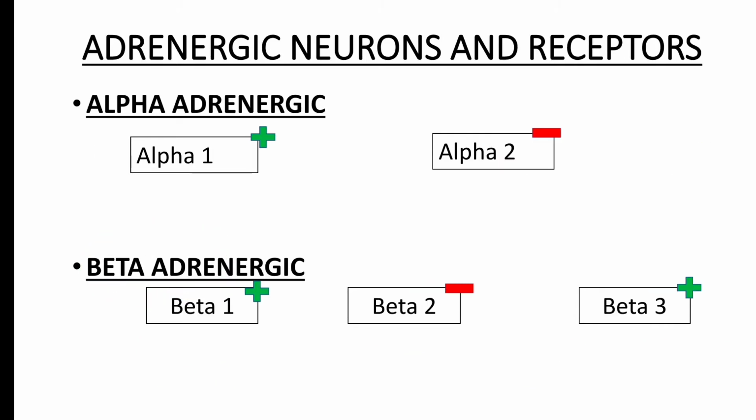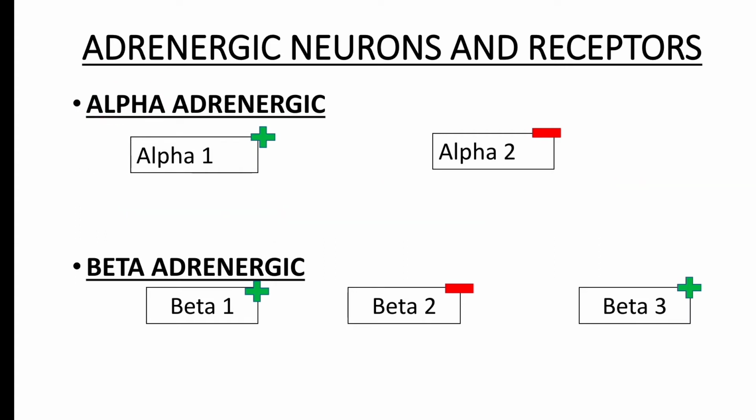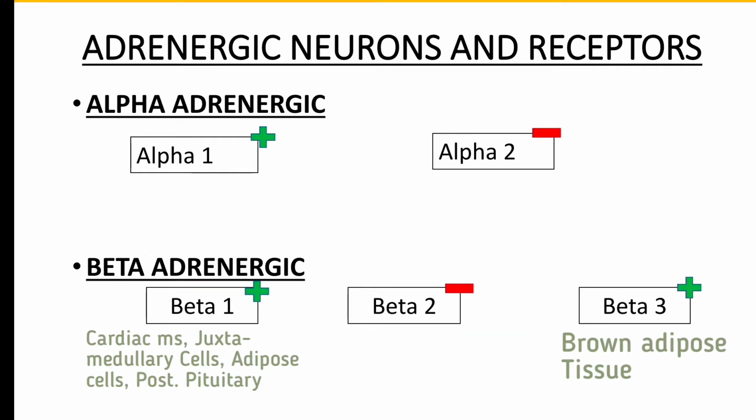smooth muscles. Next, we have adrenergic receptors and neurons. So these are the ones that release and receive norepinephrine or noradrenaline and adrenaline. So you have your alpha 1 for stimulation of glands, stomach, and urinary sphincters. And you have alpha 2, which is for inhibition of smooth muscles, platelets, and pancreas. So beta 1 stimulates your heart, your kidneys, and your adipose tissue, as well as your posterior pituitary gland. Beta 2 inhibits smooth muscles, your eye, and your liver, and beta 3 is for adipose, which is for thermoregulation.